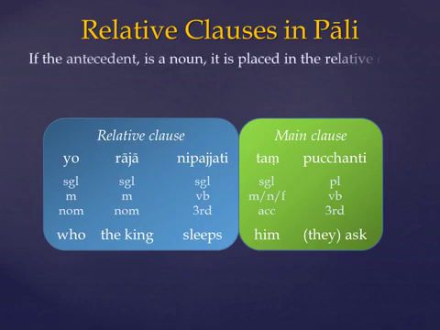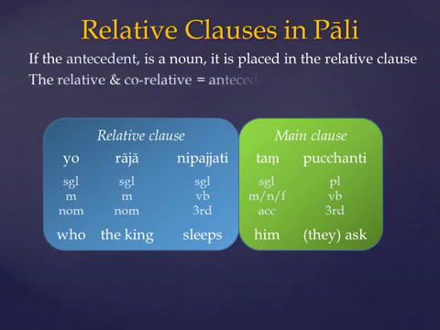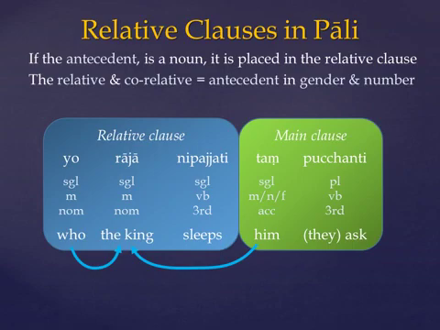First, if the antecedent is actually expressed in the sentence, it will be placed in the relative clause. And the second rule is that both the relative pronoun and the correlative pronoun will agree with this antecedent noun in both gender and number. So we must look for a noun in the relative clause which matches the pronouns in gender and number, and here we can see that it's the king.